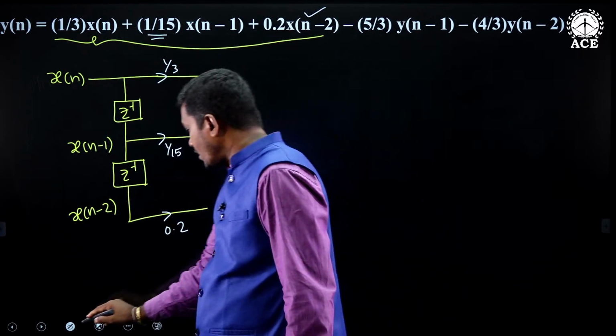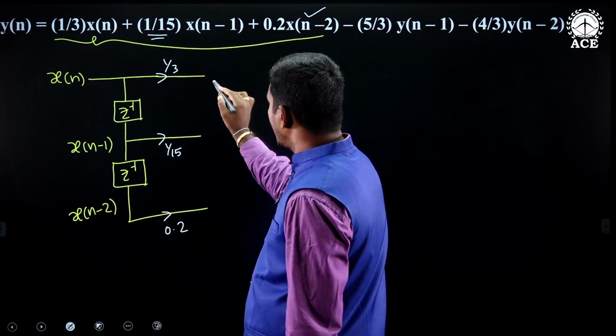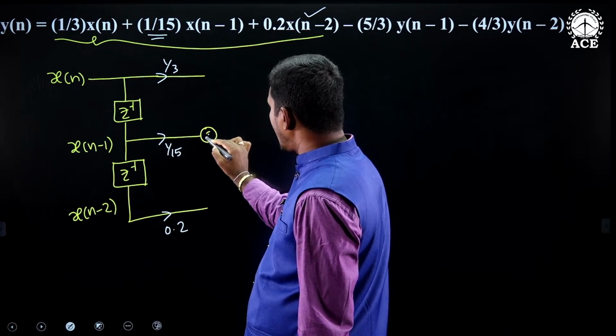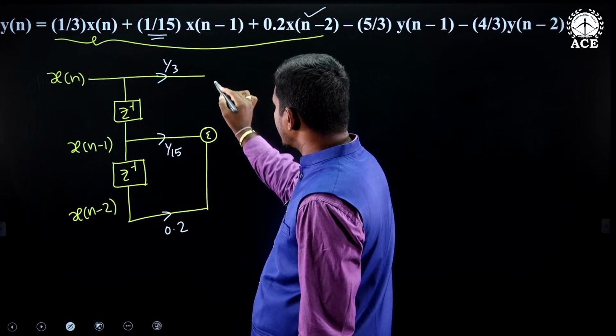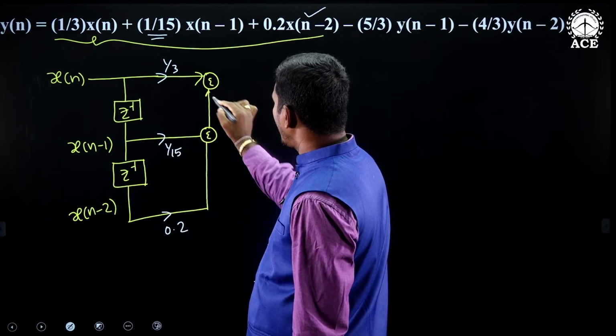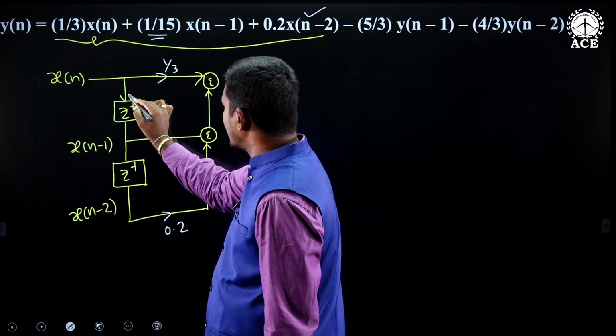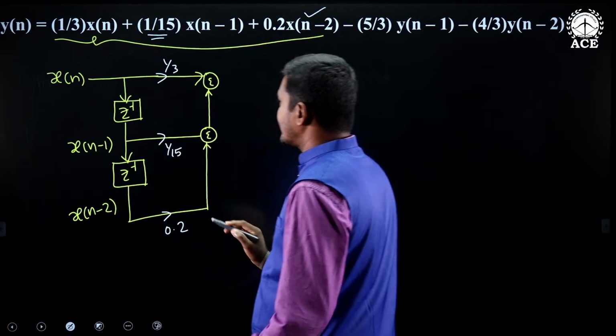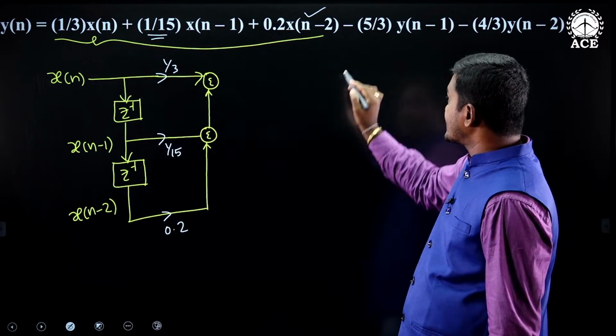We need to add all of this. So, by using a summer, just add. Arrows are important. Which direction is the signal moving? Input side is over. Now, let us see the output side.